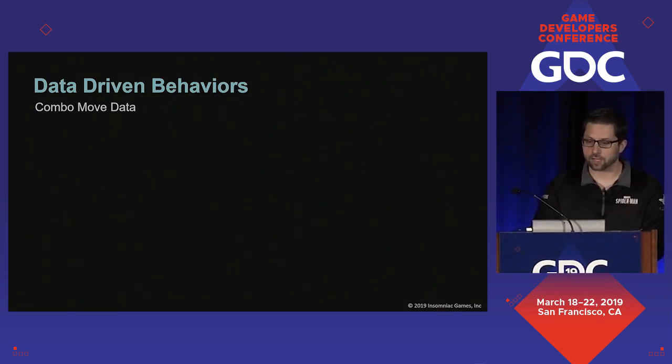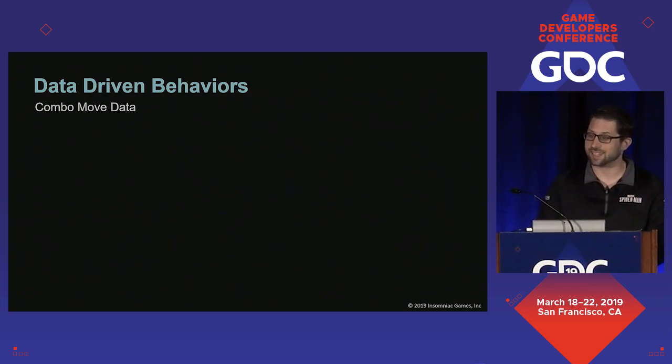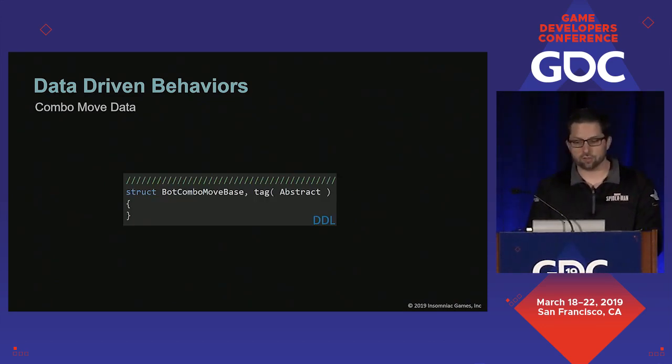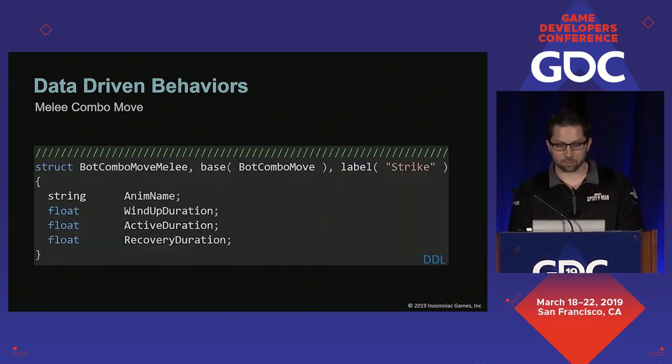For the next several slides, I will be showing examples of structs written in a proprietary C++-like data definition language. I'll mark any usage of it with DDL. All attack actions in combat will ultimately derive from a bot combo move base. These structs can represent all of the static data needed to execute, for example, a melee attack.